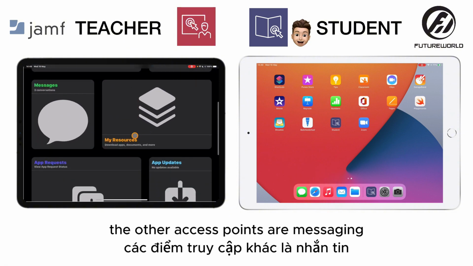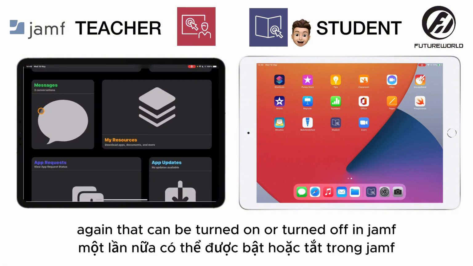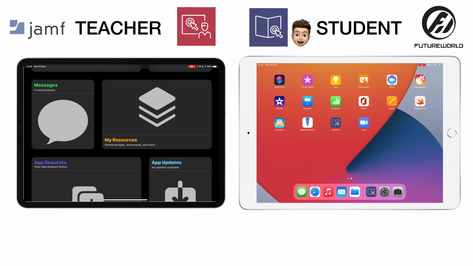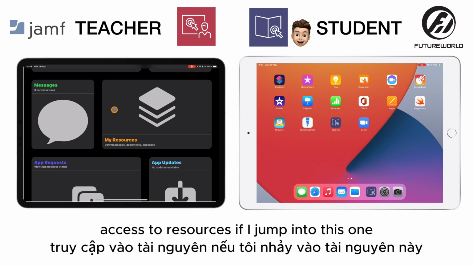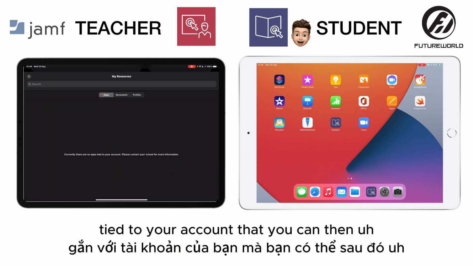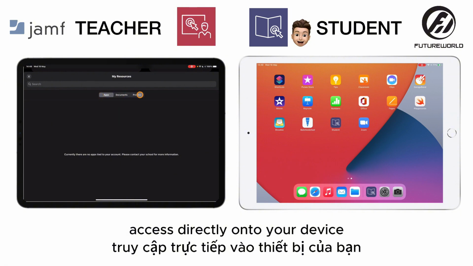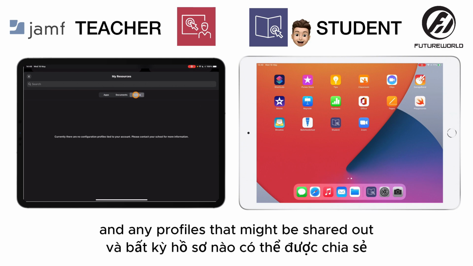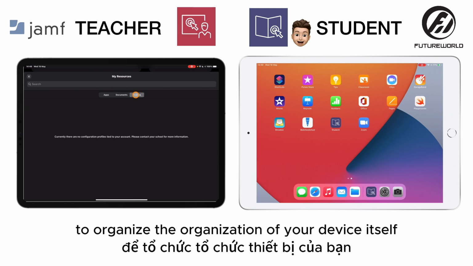The other access points are messaging directly with your students. Again, that can be turned on or turned off in Jamf, but this provides a different way to message your students. Access to resources. If I jump into this one, you'll see we can have access to applications that may be tied to your account that you can then access directly onto your device. Any documents that you want quick access to, any profiles that might be shared out to organize your device itself.